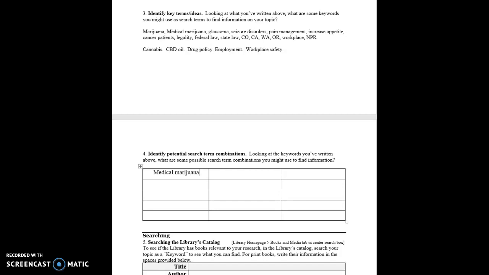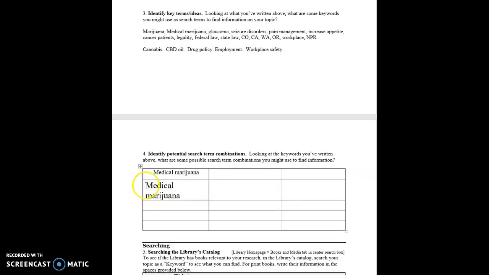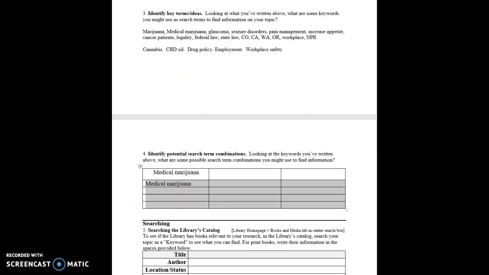Medical marijuana would be our first search term, and then let's just say we just did a search for medical marijuana just to see what was there, and that was search number 1. And search number 2, all right, medical marijuana, and maybe we do seizure disorders.